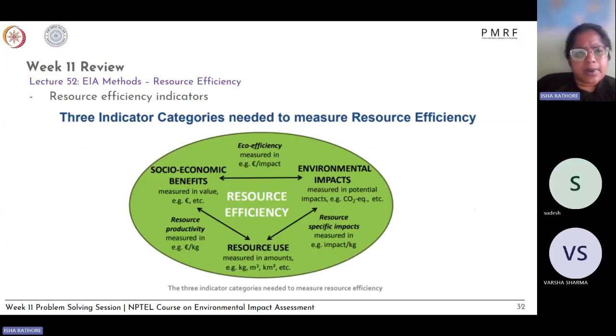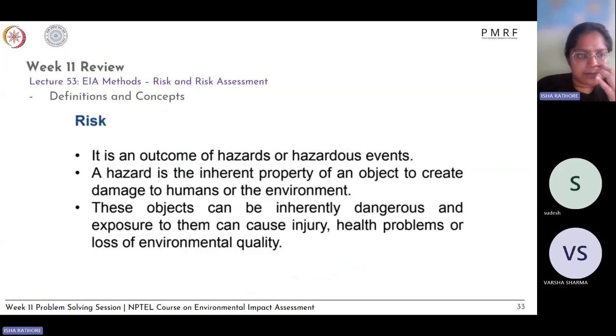Then we also looked up at these categories based on the environmental impacts, resource use, and socioeconomic benefits. So these are things which are related with resource specific impacts, resource productivity, and eco-efficiency. We have discussed this in the previous slide as well. So the next lecture was lecture 53. This was EIA methods for risk and risk assessment.